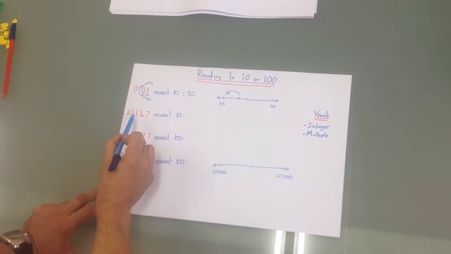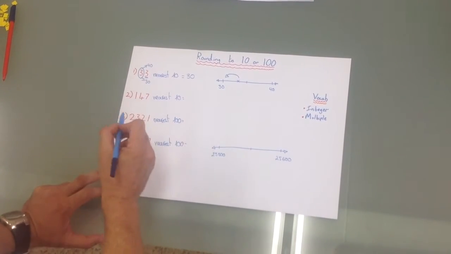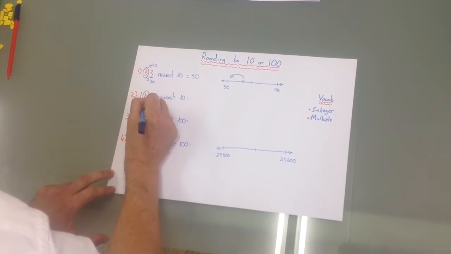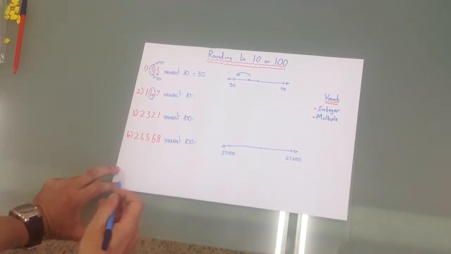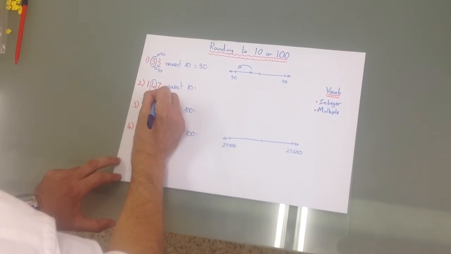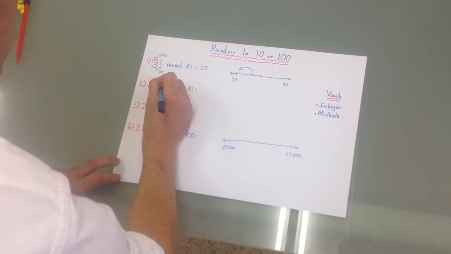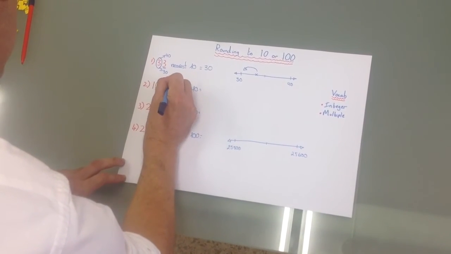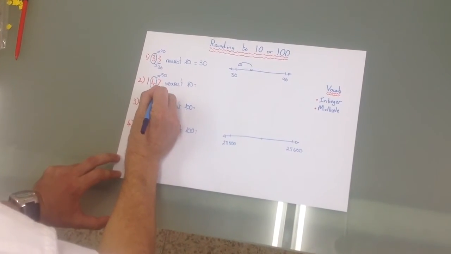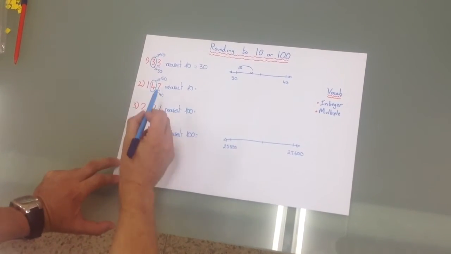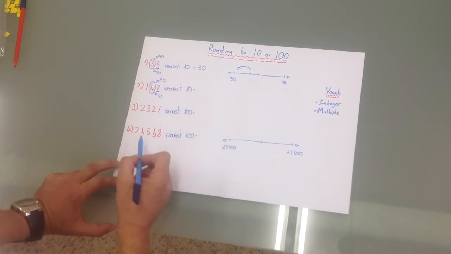In this case, we've got 147, and again, we've got to round to the nearest 10. So, we're going to put a circle around the digit in the tens, and we're going to have a look at the 2 options. The answer is going to be either 140 or 150. If we consider the digit in the ones or units, we'll see that it's a 7. And 47 is so much closer to 50.